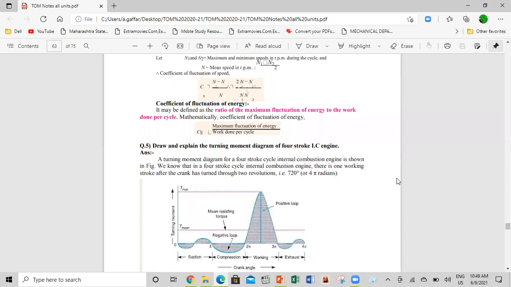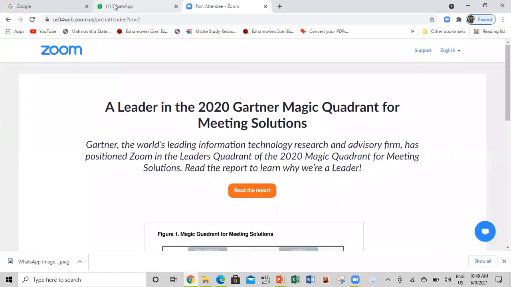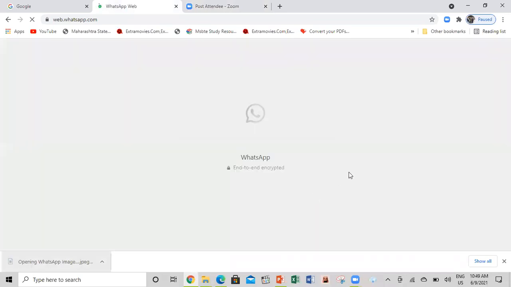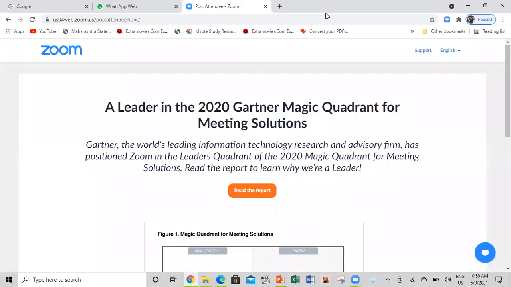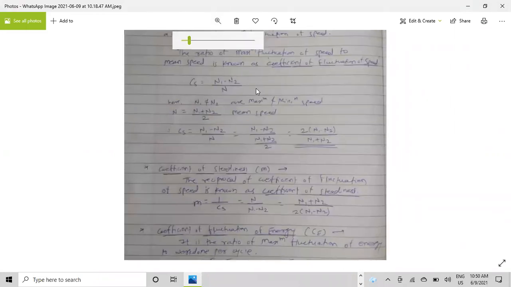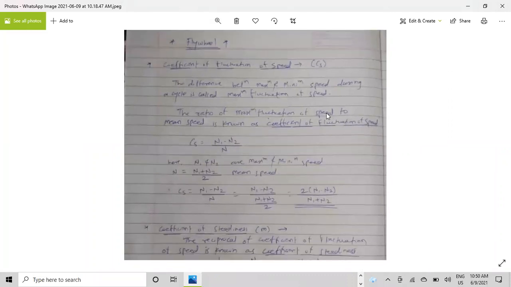After that we will see some theoretical terms. So the first term in the flywheel is the coefficient of fluctuation of speed. It is denoted by CS.